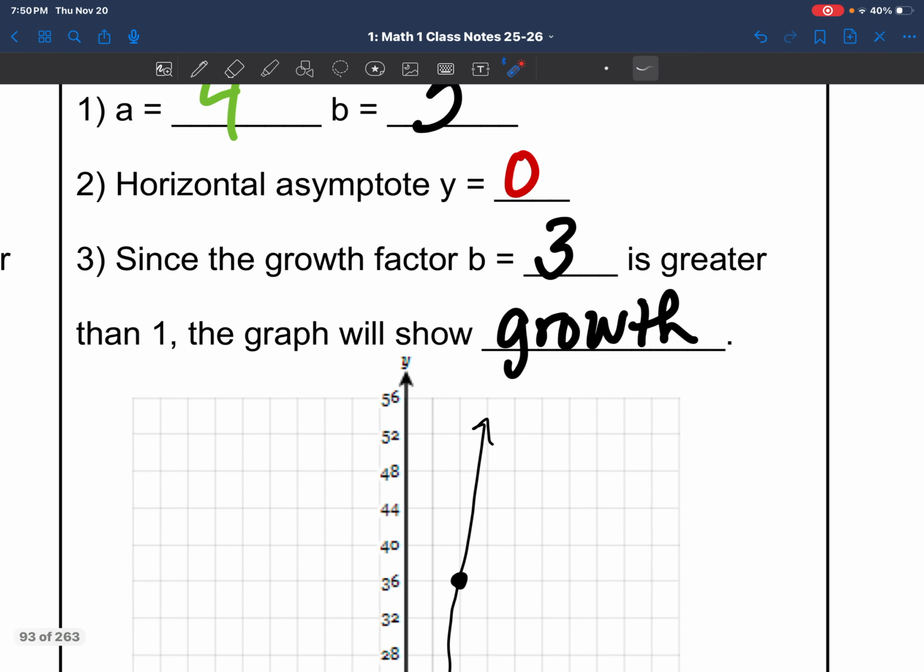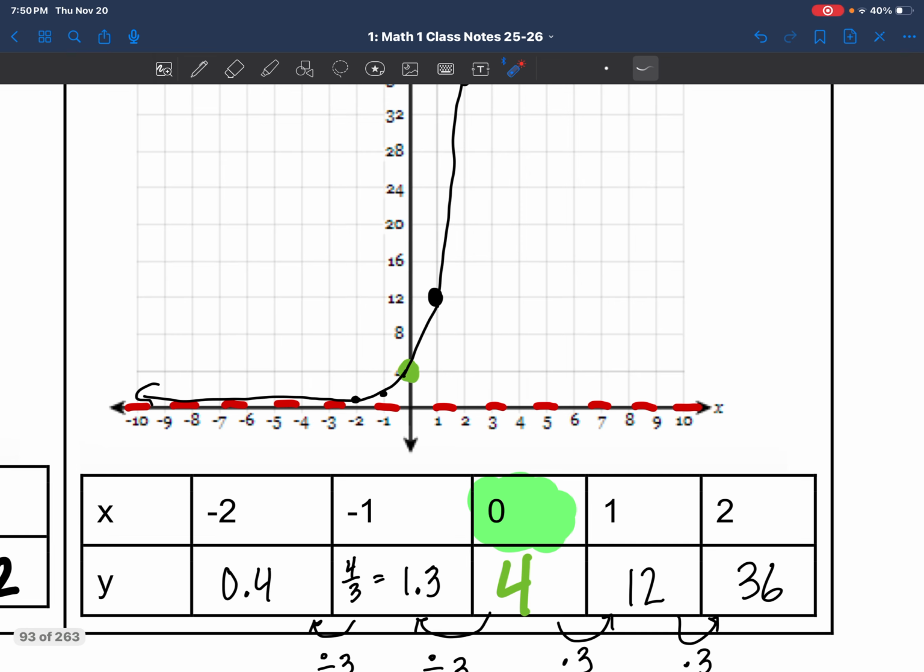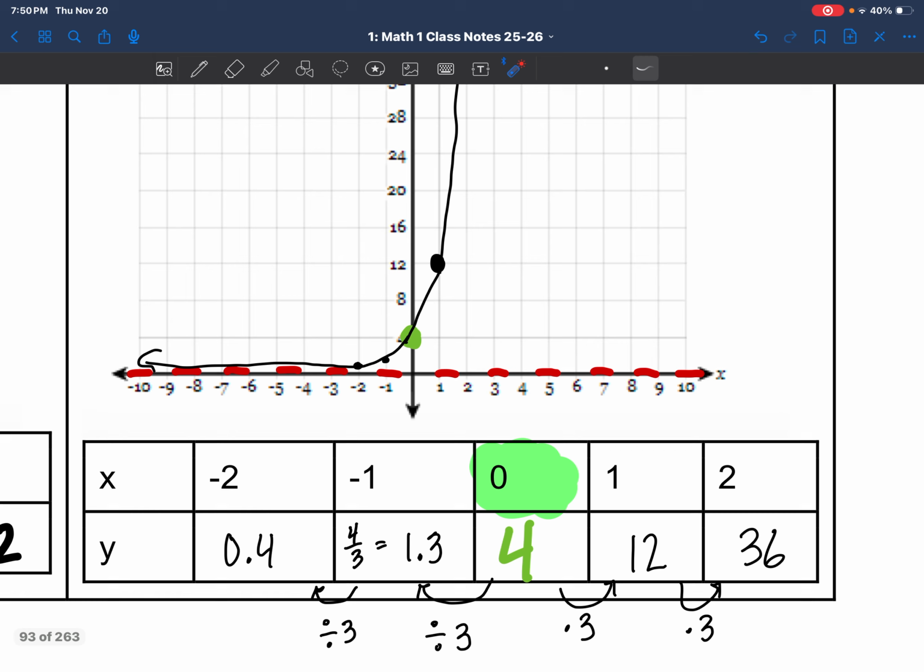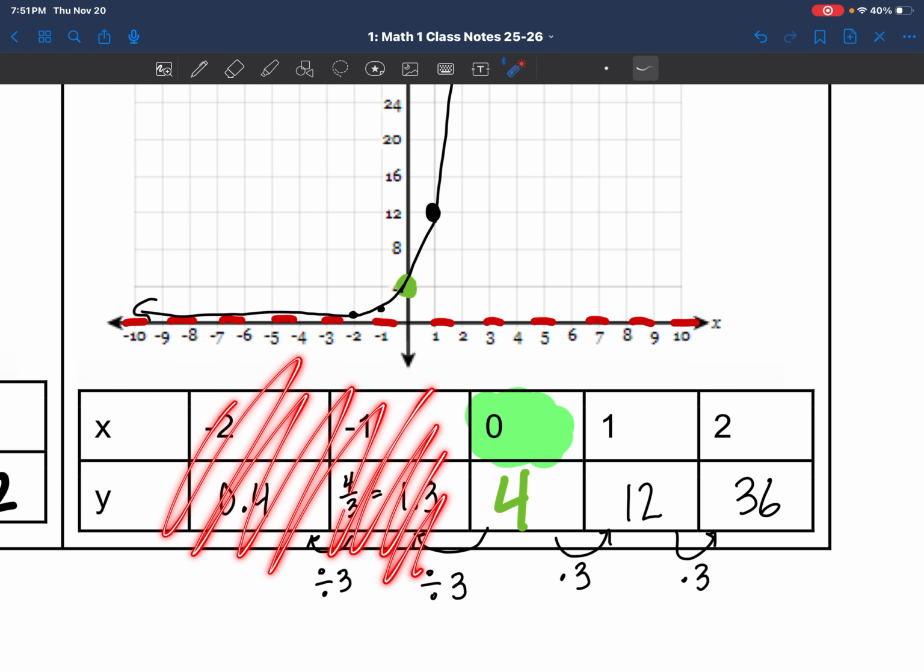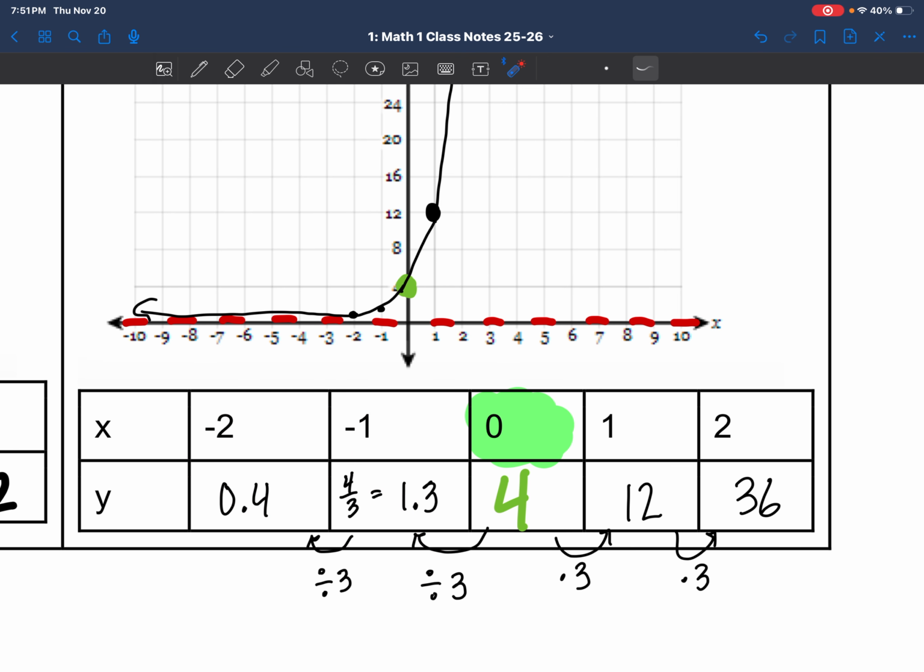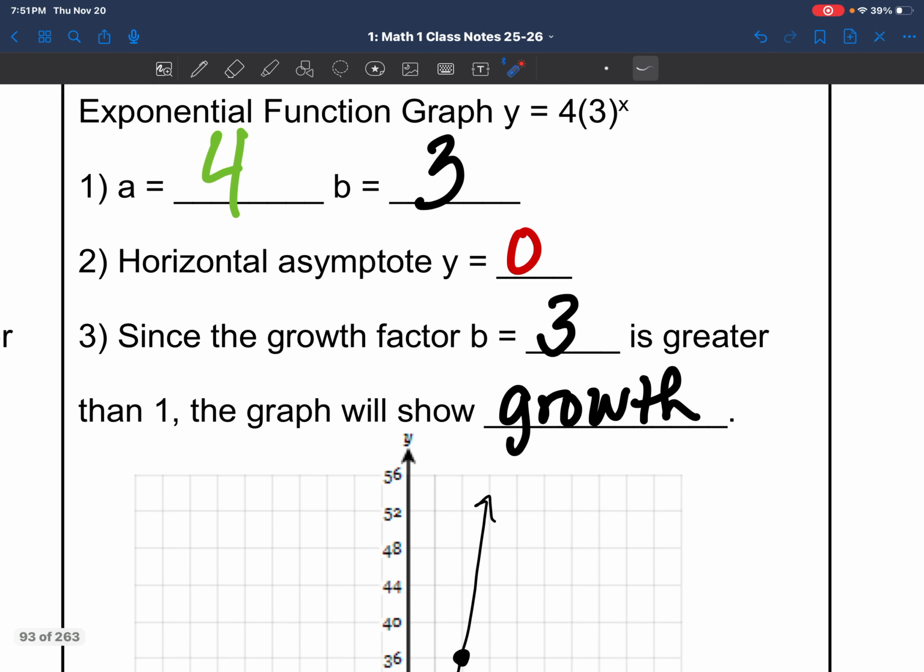So let's go ahead and plot our points. I know right away our y-intercept is going to be (0, 4). When we're doing this, we're going to ignore these guys for a second. We'll come back to them. I'm going to erase these real quick. All right, so when we're going this way, if your growth factor is 3, you're multiplying everything by 3.